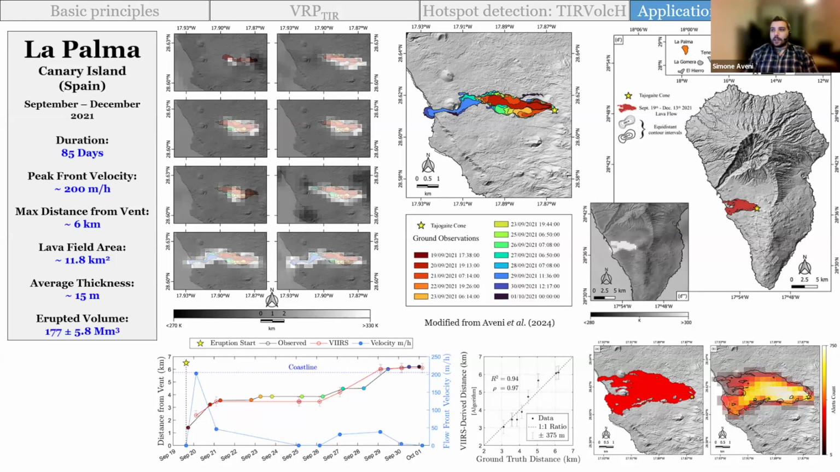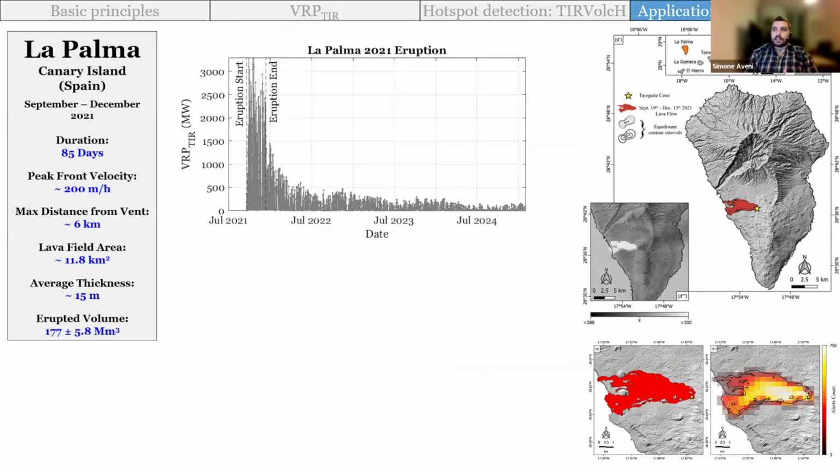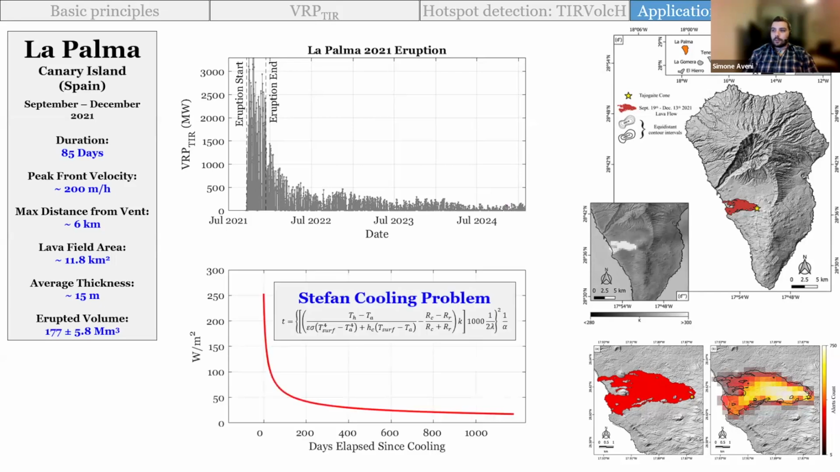But more than that, we can also start to be more quantitative as soon as the eruption ends. When the eruption ends, with TIRVOL, given its high sensitivity, we can measure the cooling curve of the emplaced lava flow for years. And now, just briefly, this is something we're currently working on. If we take a theoretical cooling curve, which is obtained by solving the Stefan cooling problem, this should be the theoretical cooling curve of a body with an initial temperature that has to reach the ambient temperature.